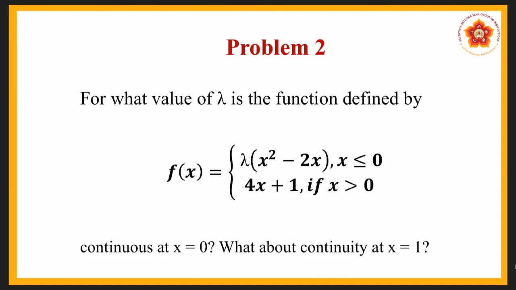The next problem says, for what value of lambda is f(x), which is defined as lambda into x square minus 2x when x is less than or equal to 0, and 4x plus 1 if x is greater than 0, continuous at x equal to 0? And then further he says, what about continuity at x equal to 1?